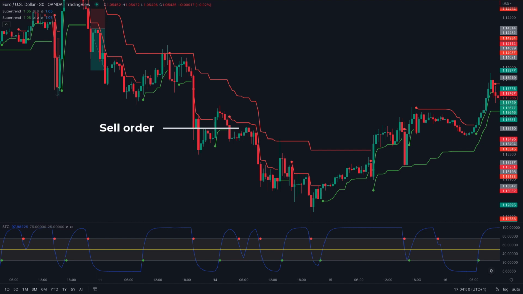Finally, we place a sell order at the close of the candle. Then, we can place a stop loss order at fast Supertrend indicator, the one with ATR multiplier set to 1. The take profit order will be set at 2 times the risk.